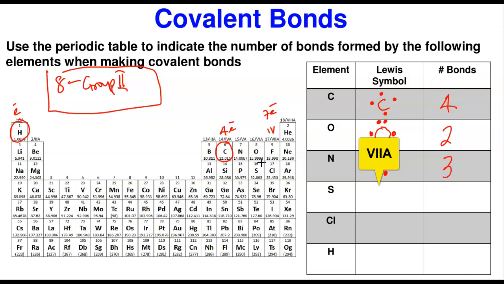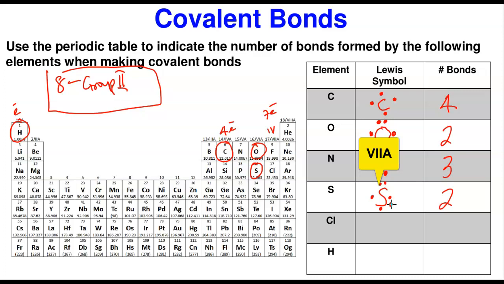What about sulfur? Sulfur is in group 6 like oxygen. Sulfur is in group 6. So sulfur, 8 minus 6, will still form 2 bonds. And we're going to do it this way. 2, 4, 5. Put another one here to be 6.